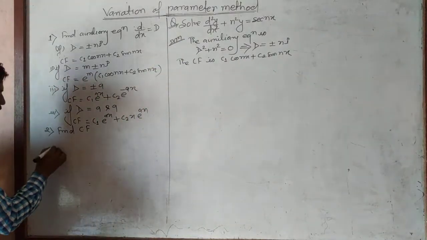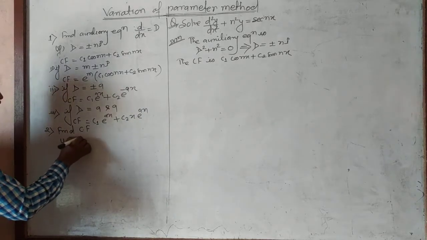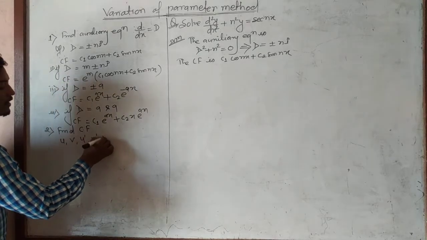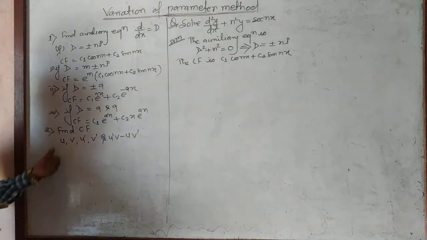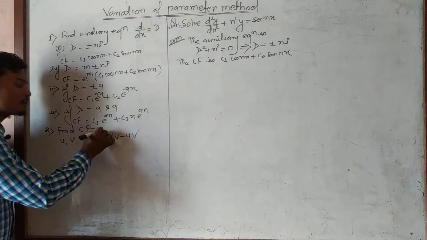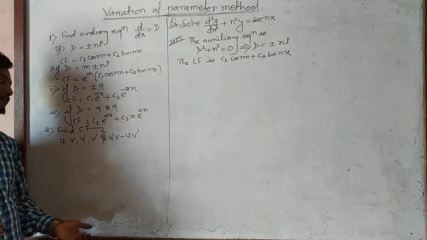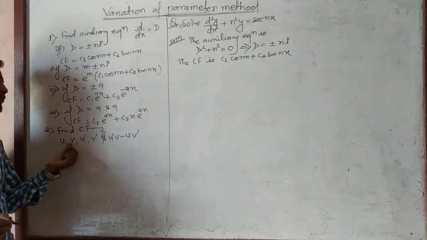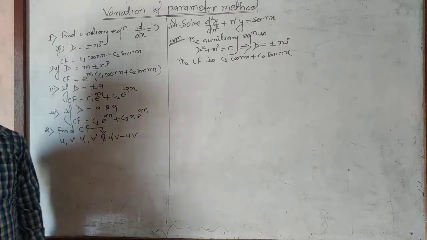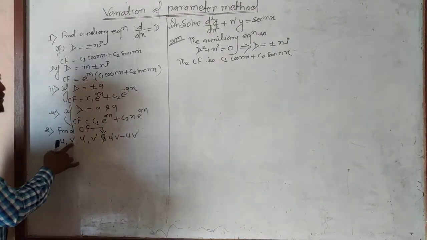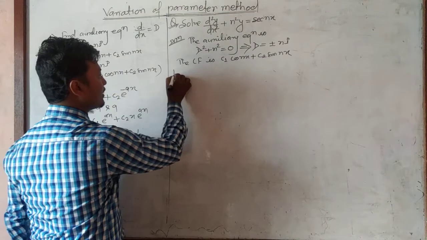Then after we will find the values of u, v, u dash, v dash, and u dash v minus u v dash. The values of u and v are always obtained from the CF. If we are able to find the values of u and v, then we can easily find u dash and v dash, meaning the derivatives of u and v, and this one also. So from where should we get the values of u and v? From the CF.